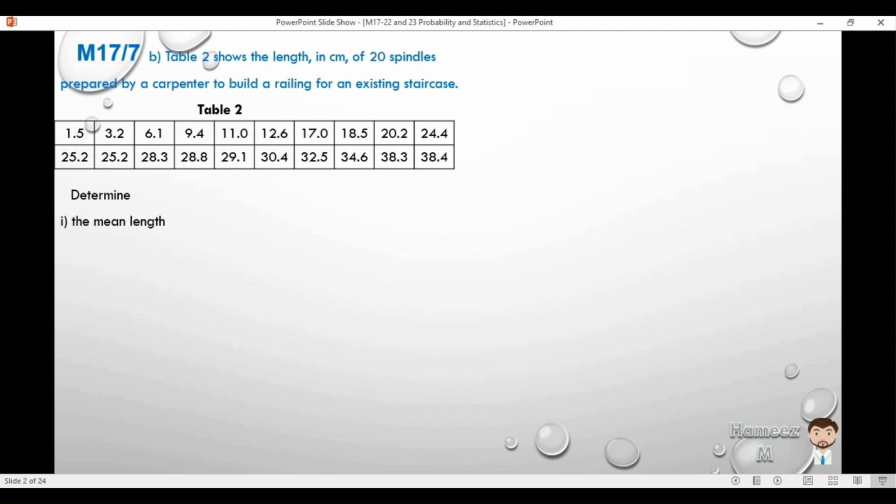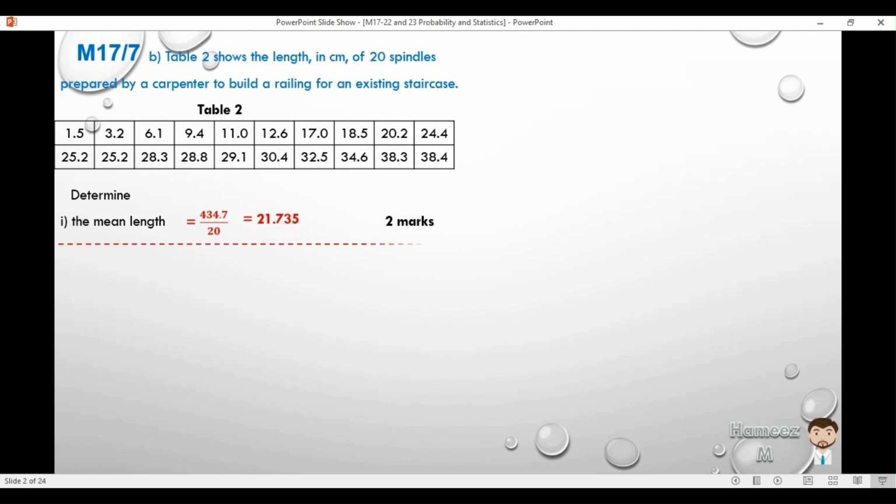Determine, part 1, the mean length. Mean is the same as saying the average, because mean here means arithmetic mean. So how do we find the average of 20 numbers? The easiest way is we can add up all the numbers and then divide by 20. And that total will be 434.7 divided by 20, which works out to be 21.735 centimeters. That will be the mean length.